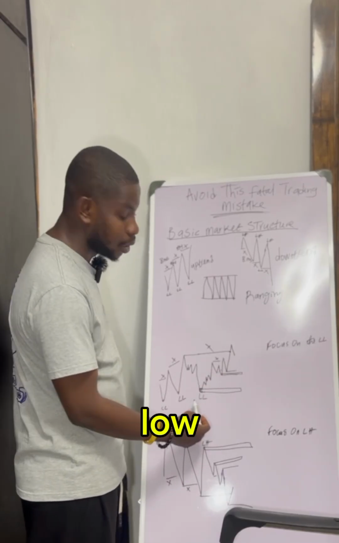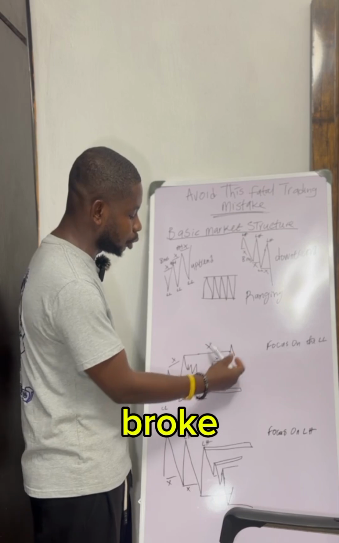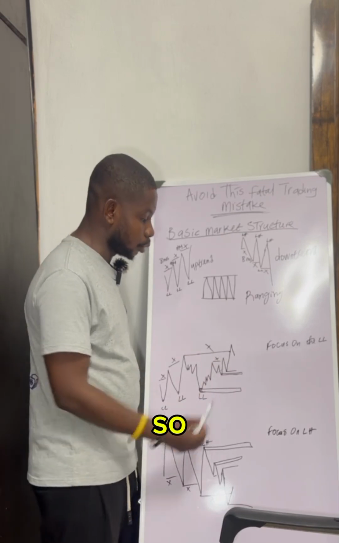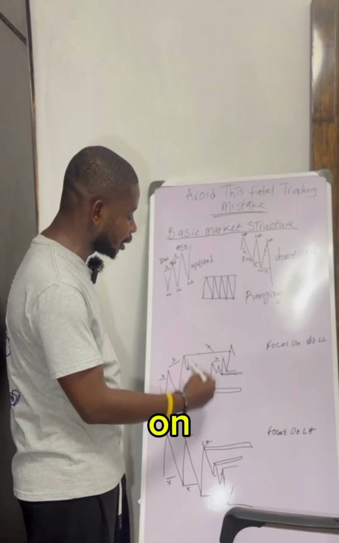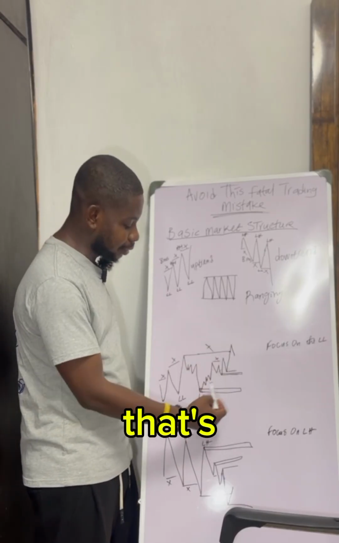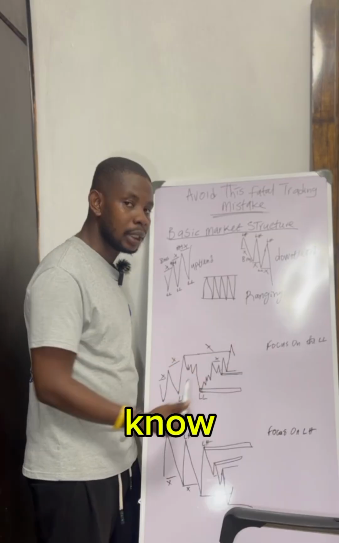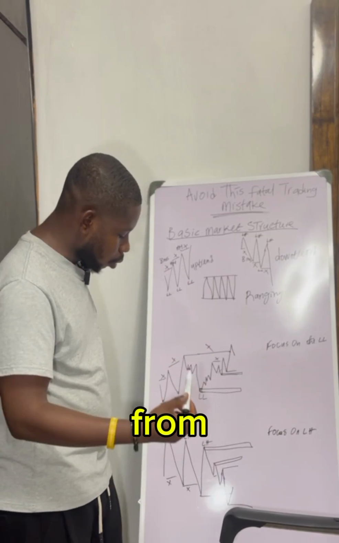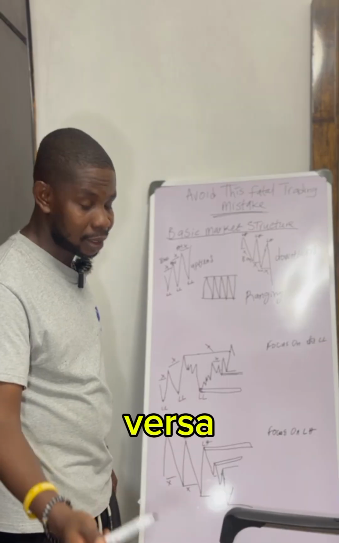So the lower low that created the new high that broke the structure to the upside. In a bullish scenario, we want to be focusing on the lower lows. Those are the demands on the lower lows, and that's where we want to be taking our buys from. While in the bearish scenario, it's just vice versa, the same thing.